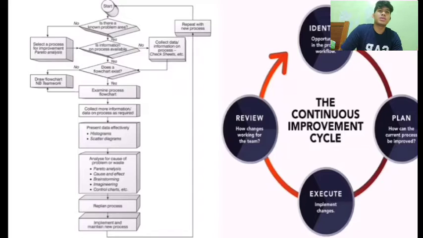So first, you have to identify the opportunities in the process workflow. So next, pagpaplano, plan. So ang tanong dyan, how can the current process be improved? The next is execute. So gawin mo na yung pinlano mo. Implement. And then last one is review. So reviewin mo kung ano yung changes na nangyari sa working team mo. And then again, continue improving. So ikot na naman tayo sa cycle na to.